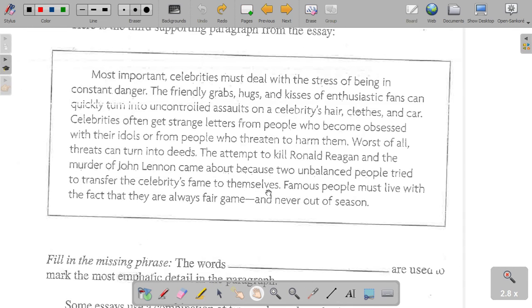Let's see, Hannah, can you read? Oh, no, you just read. Esther, can you read this paragraph?